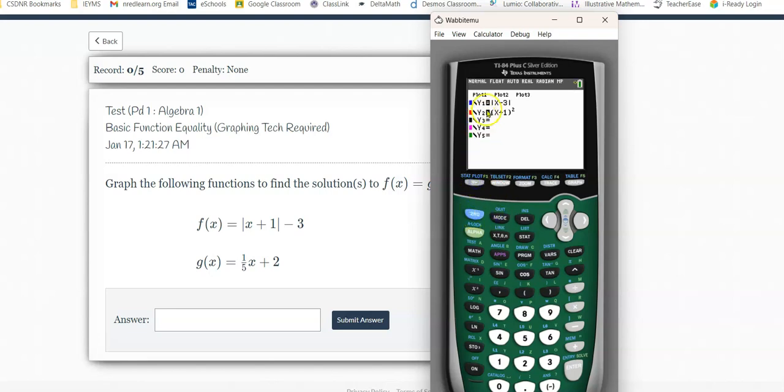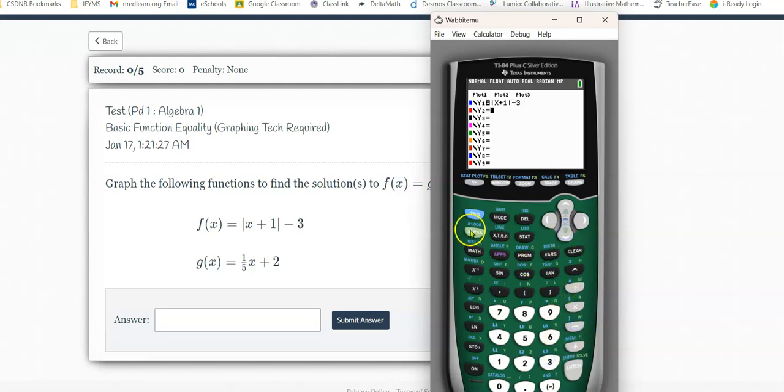We are going to type our functions into y1 and y2. So let's see, we have absolute value of x plus 1. You can use the math key or you can use the fraction button. I'm going to go from math to number. So again, I clicked math, then clicked to the right to get to the number menu. So absolute value of x plus 1, arrow out, then a subtraction 3.